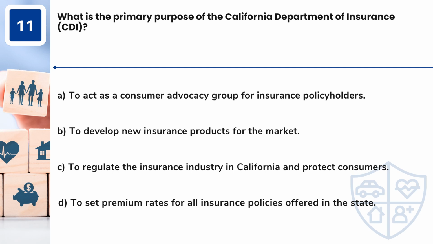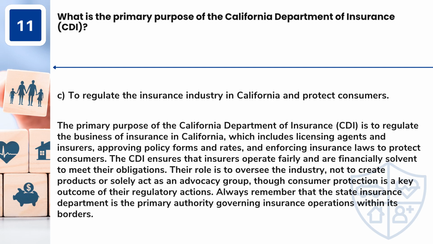Question 11. What is the primary purpose of the California Department of Insurance, CDI? A. To act as a consumer advocacy group for insurance policyholders. B. To develop new insurance products for the market. C. To regulate the insurance industry in California and protect consumers. D. To set premium rates for all insurance policies offered in the state. Answer: C. To regulate the insurance industry in California and protect consumers.